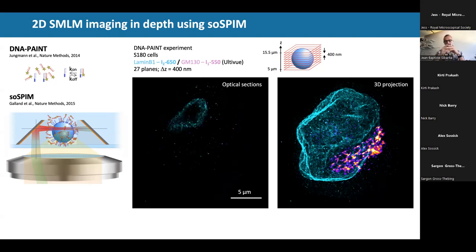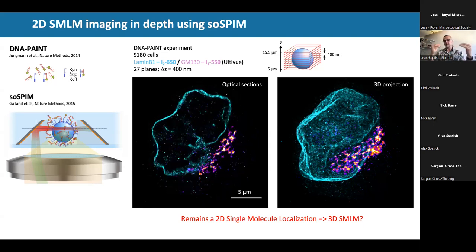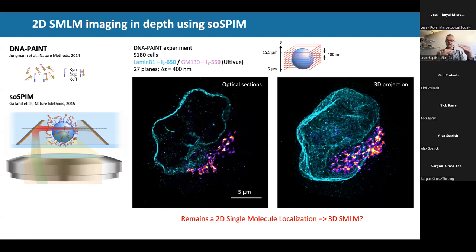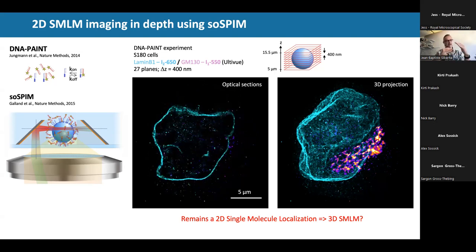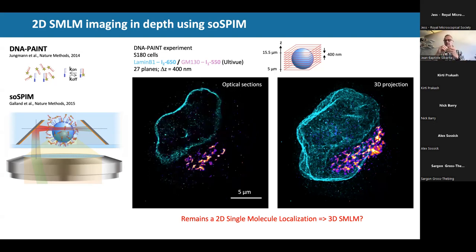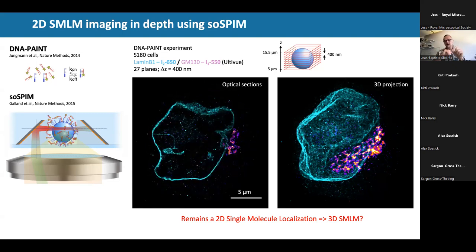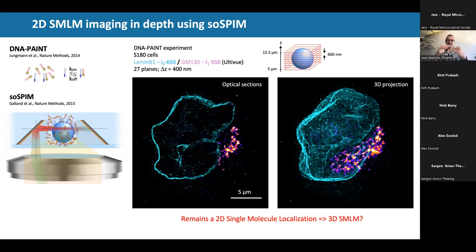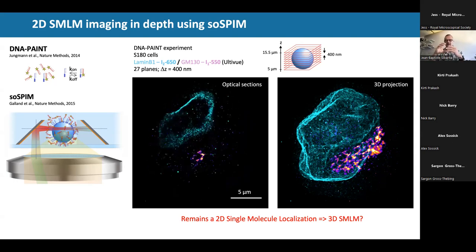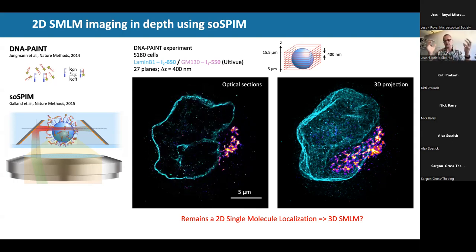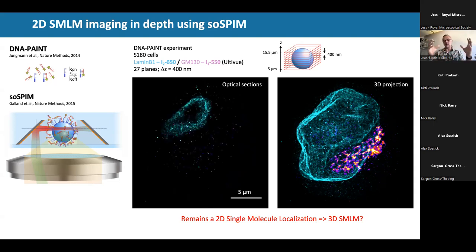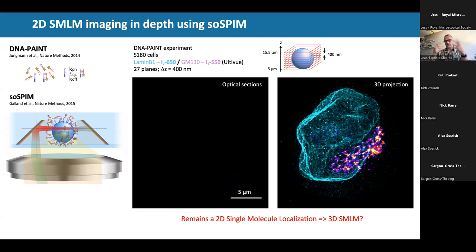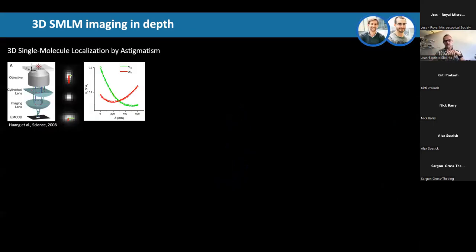We can move forward. But then we realized that in this case, it's only 2D localization. So 2D localization, when you have a light sheet which is about 1 micrometer thick or a bit more, means that you may have 20 to 50 nanometer lateral resolution, but more than 500 nanometers axial. And depending on how your structure is organized, it's definitely not enough to have this big discrepancy between 2D and 3D. So we had to go to 3D, and this is what we did.